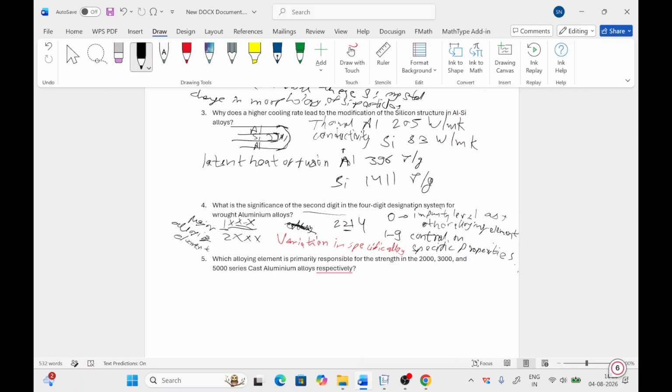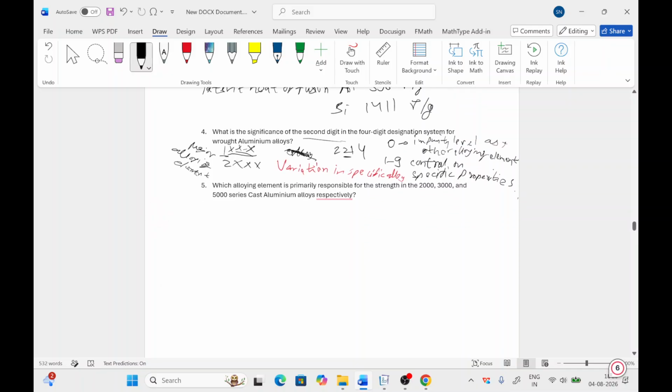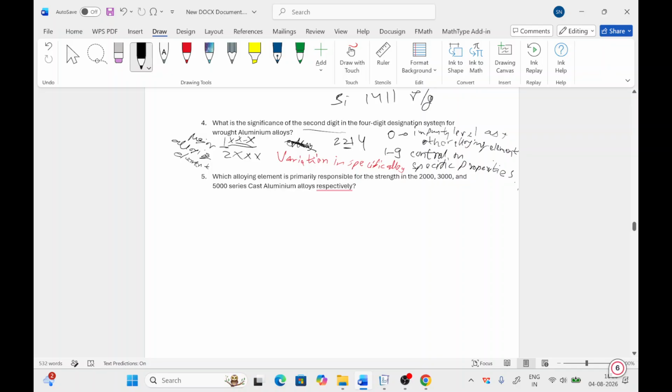Okay. So next question we will proceed. Which alloying element is primarily responsible for the strength in 2000, 3000, and 5000 series cast aluminum alloys? Okay. So can you tell me which major alloying element these three series have in casting alloys? Okay, I will write it here.